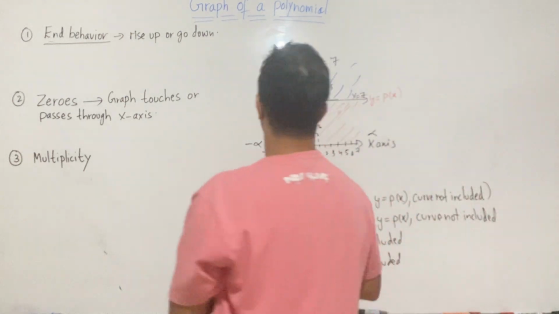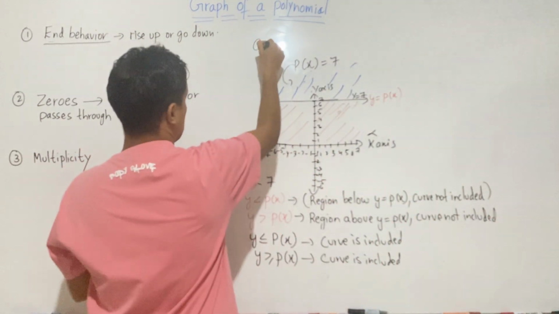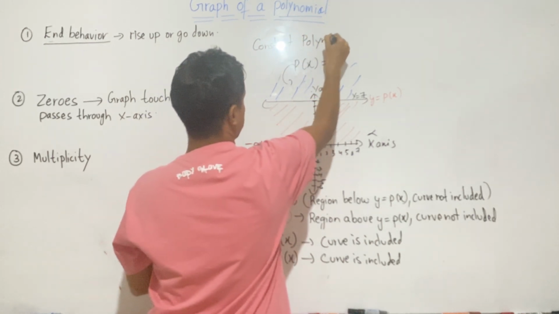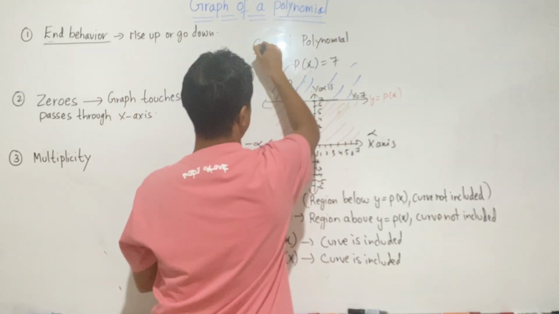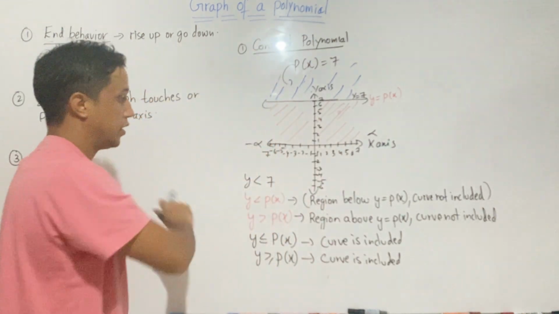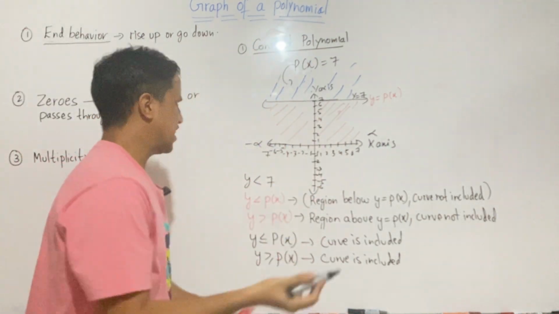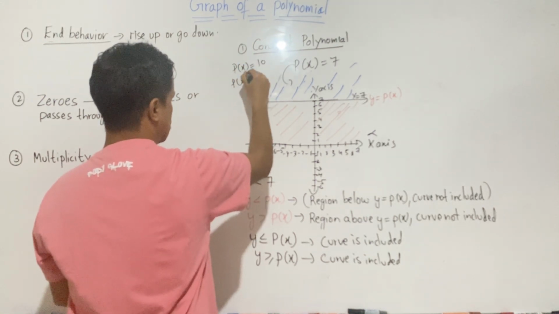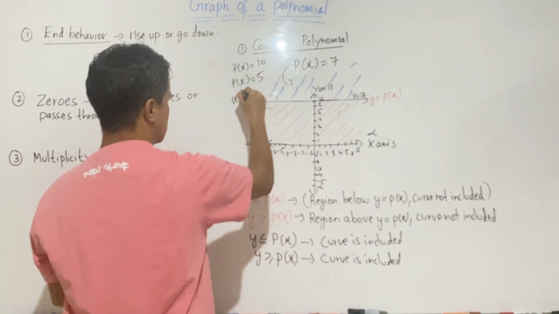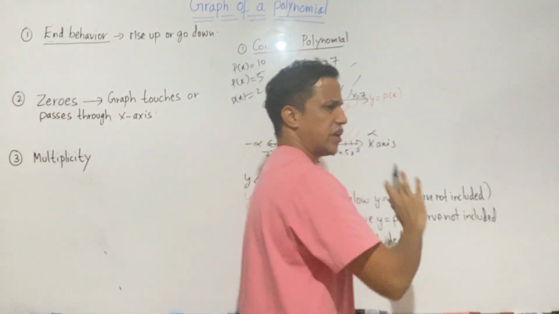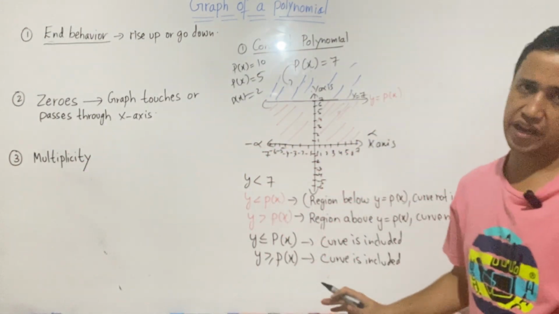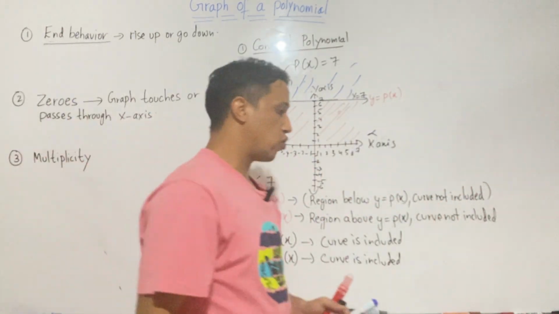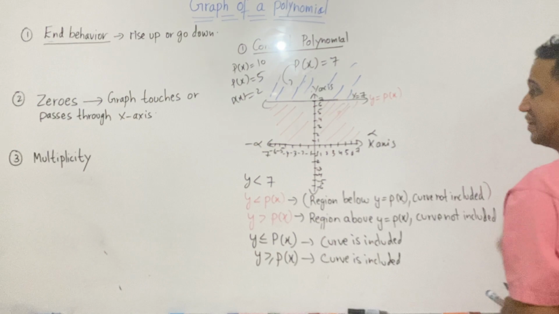So that's all about the constant polynomial graph. If they give you a graph to draw for p(x) equal to 10 or p(x) equal to 5 or p(x) equal to 2, every time it's going to be a straight horizontal line. I hope it is clear.